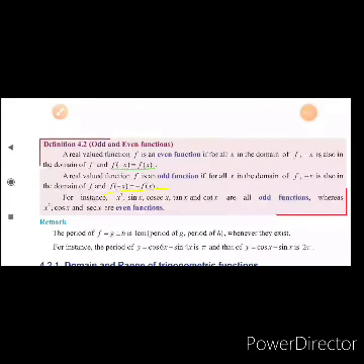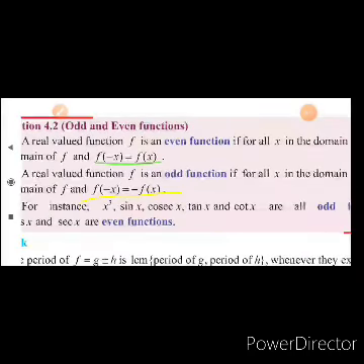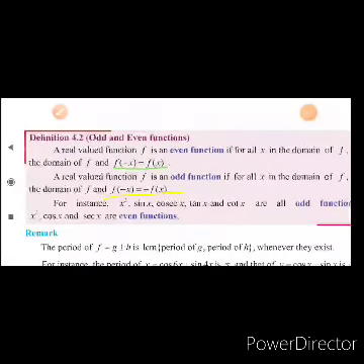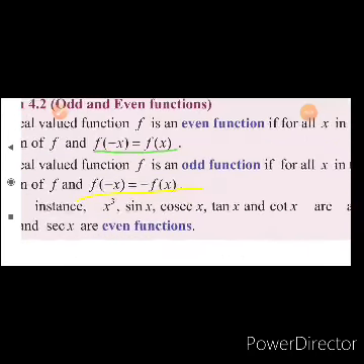A real valued function f is an even function if for all x in the domain of f, minus x is also in the domain of f and f of minus x is equal to f of x. And a real valued function f is an odd function if for all x in the domain of f, minus x is also in the domain of f and f of minus x is equal to minus f of x.